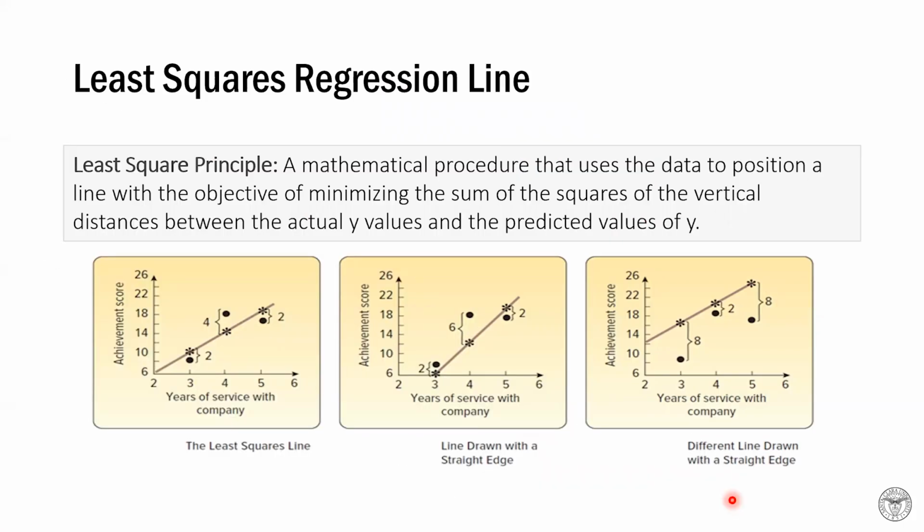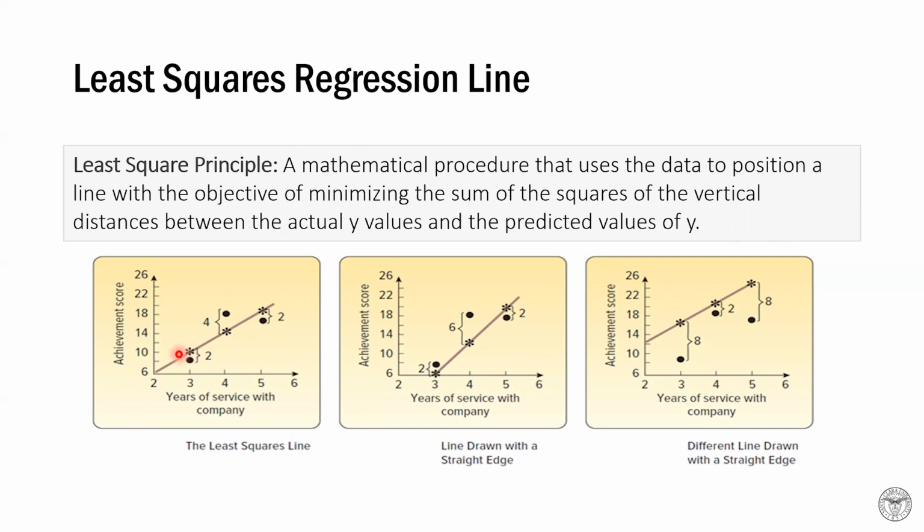In regression analysis, our objective is to use the data to position a line that best represents the relationship between two variables. The method used in these graphs that results in a single best regression line is called the least squares principle. In theory, the least squares principle uses the data to position a line with the objective of minimizing the sum of the squares of the vertical distances between the actual y values and the predicted values of y.